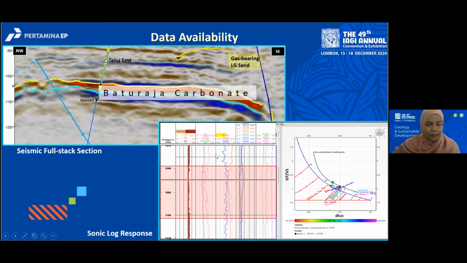This event corresponds to this log response here in the well, where we have slight drop in the P wave and also density, and where the cross plot of the VP over VS to the P wave falls into the gas sandstone area here.